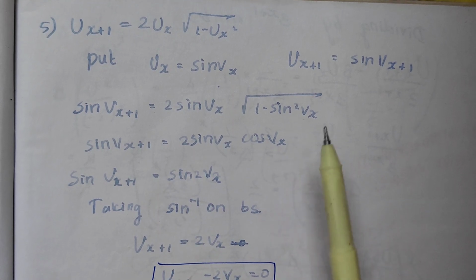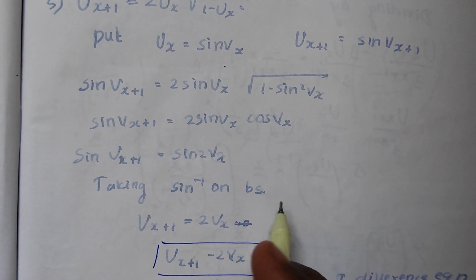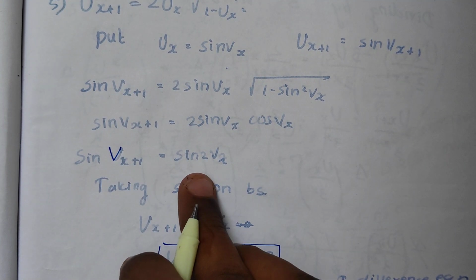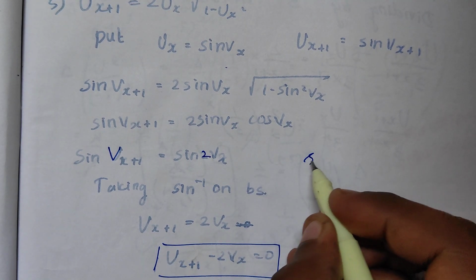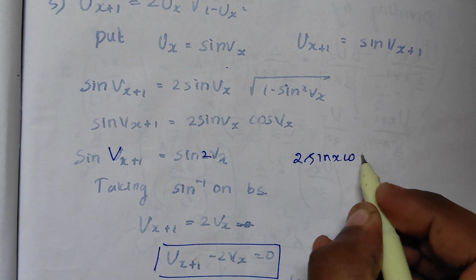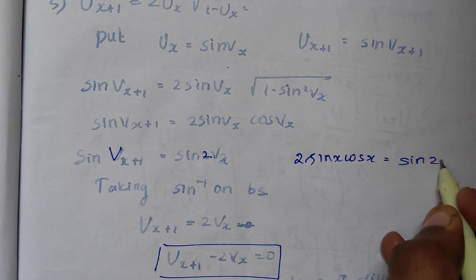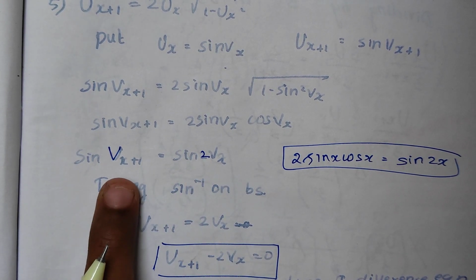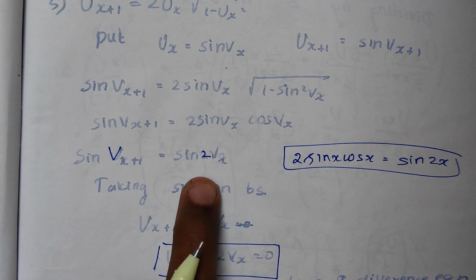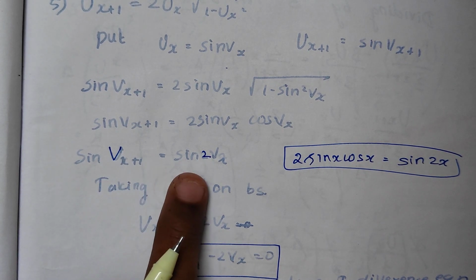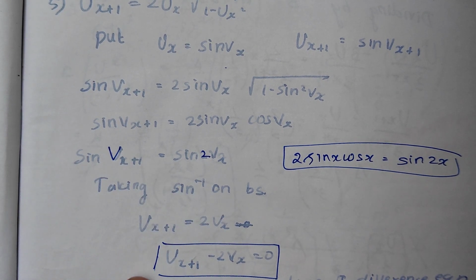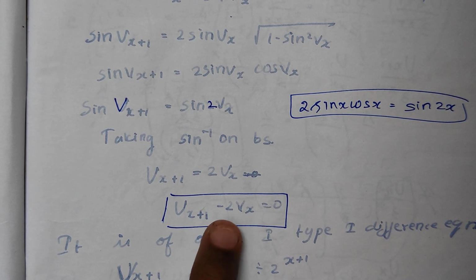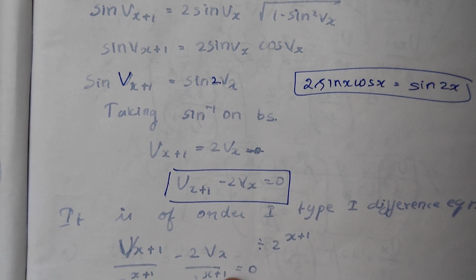2 sin v_x into cos v_x will give you sin 2v_x, which is a trigonometry formula, right? So sin v_(x+1) will give you sin 2 into v_x. Actually 2 sin x cos x will give you sin 2x. Then take sine inverse on both sides. You will get v_(x+1) is equal to 2v_x, because this sine and this sine will get cancelled when we are taking sine inverse. Then bring this 2v_x to this side, so v_(x+1) minus 2v_x is equal to 0 will come.